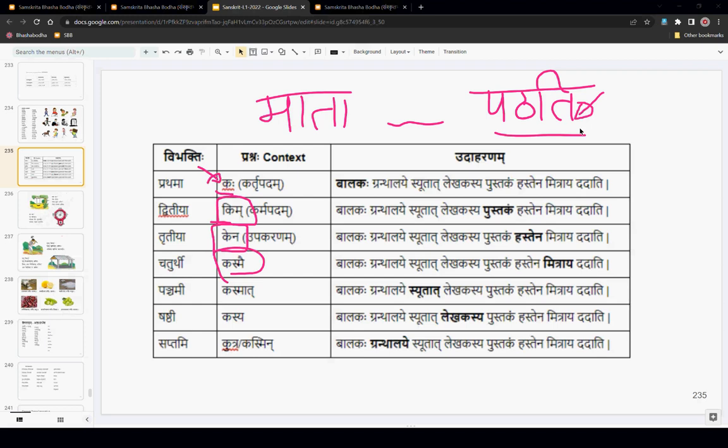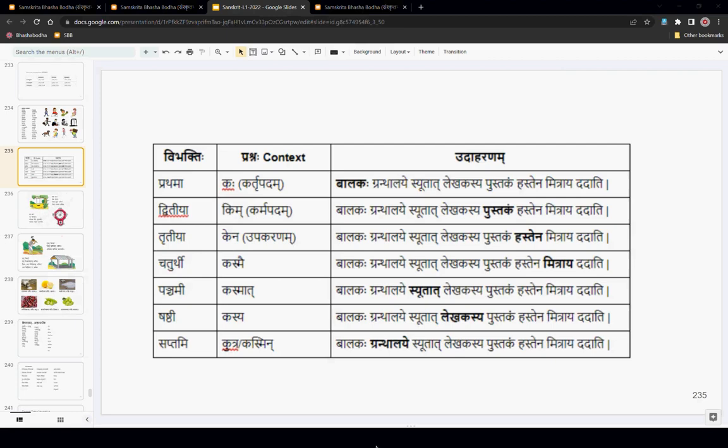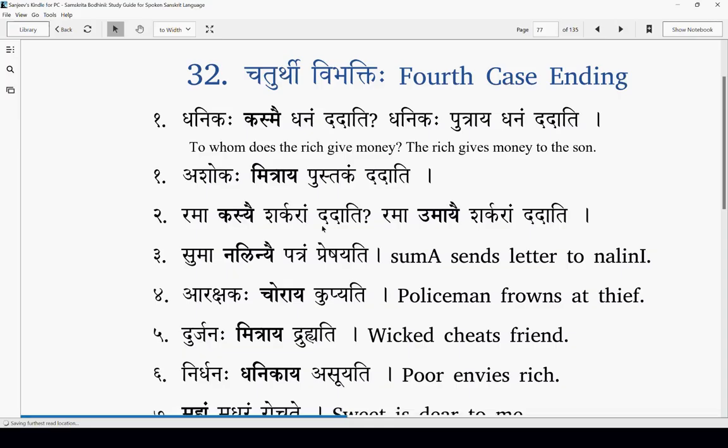So dadati is one. Dadati is giving. Giving is one example where Chaturthi Vibhakti ending words can be used. Most of the words are like this, but there could be other kriyapadas wherein the Chaturthi Vibhakti is possible. So here are some examples: Dhanikaha kasmai dhanam dadati, dhanikaha putraya dhanam dadati.